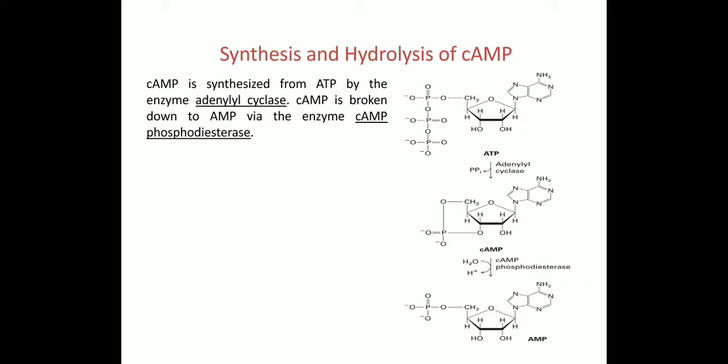Then cyclic AMP is synthesized from ATP by the enzyme adenylate cyclase, while cyclic AMP is broken down into AMP via the enzyme cyclic AMP phosphodiesterase, which is shown in this diagram.